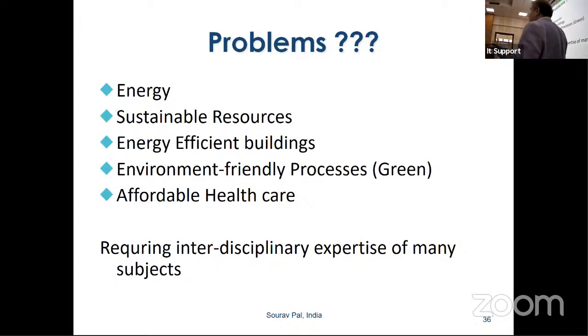So those will be very efficient buildings. So can you think of energy efficient buildings, environment friendly processes like water, and affordable healthcare? That's very, very important today, of course. But what I'm saying, these are problems. Correcting the crack will require chemistry, engineering, flow, everything.